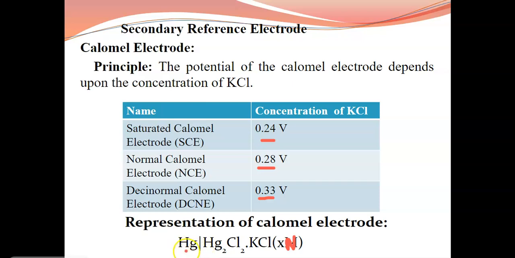Representation of the Calomel electrode. It is represented as first mercury, Hg, which is the lowest layer in the Calomel electrode. It is in direct contact with mercurous chloride. Direct contact is indicated by a single vertical line. And this mercurous chloride is again in direct contact with KCl. Either you can denote it with a dot or a single vertical line. So here it is KCl, and on the concentration of this KCl, the potential of the electrode would depend. So we are assuming it as X normal depending upon the solution used.